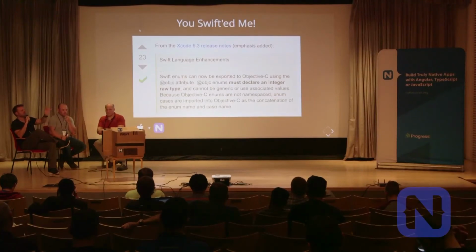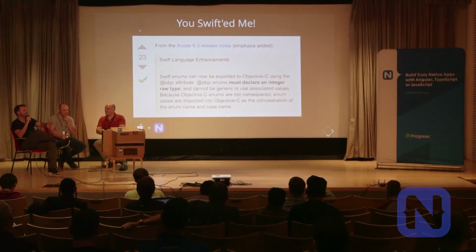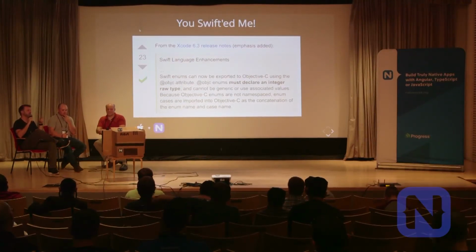Also in bold, you can see 23 upvotes. There definitely should be more upvotes. This is how stingy iOS developers are. This is definitely one of the most important answers you could get on this topic. There should be over 100 upvotes on this one. But you can see in bold, you must declare an integer raw type. This is critical, especially with these enums. You can see @objc enums must declare an integer raw type. It could not be more clear.